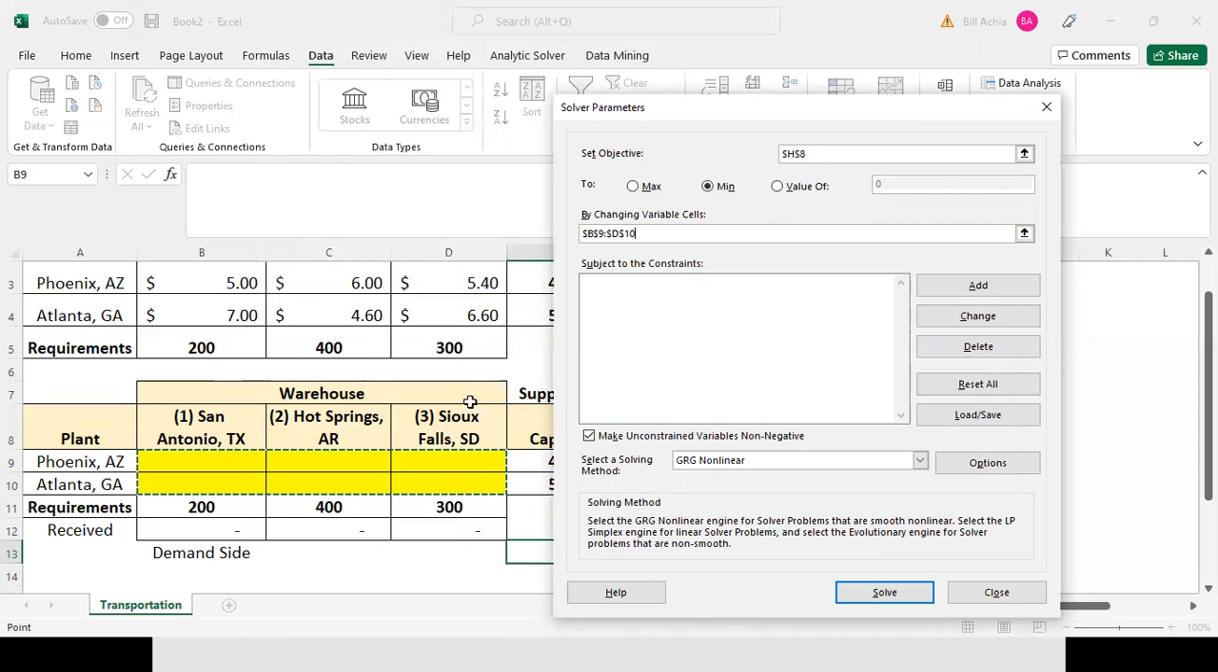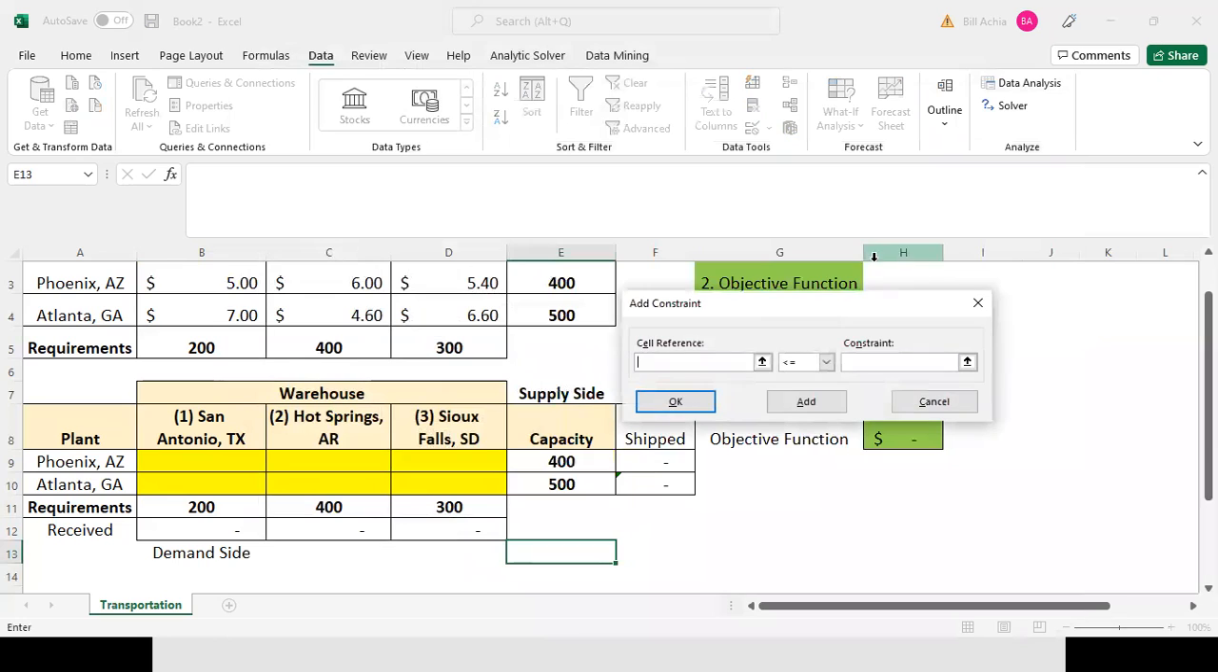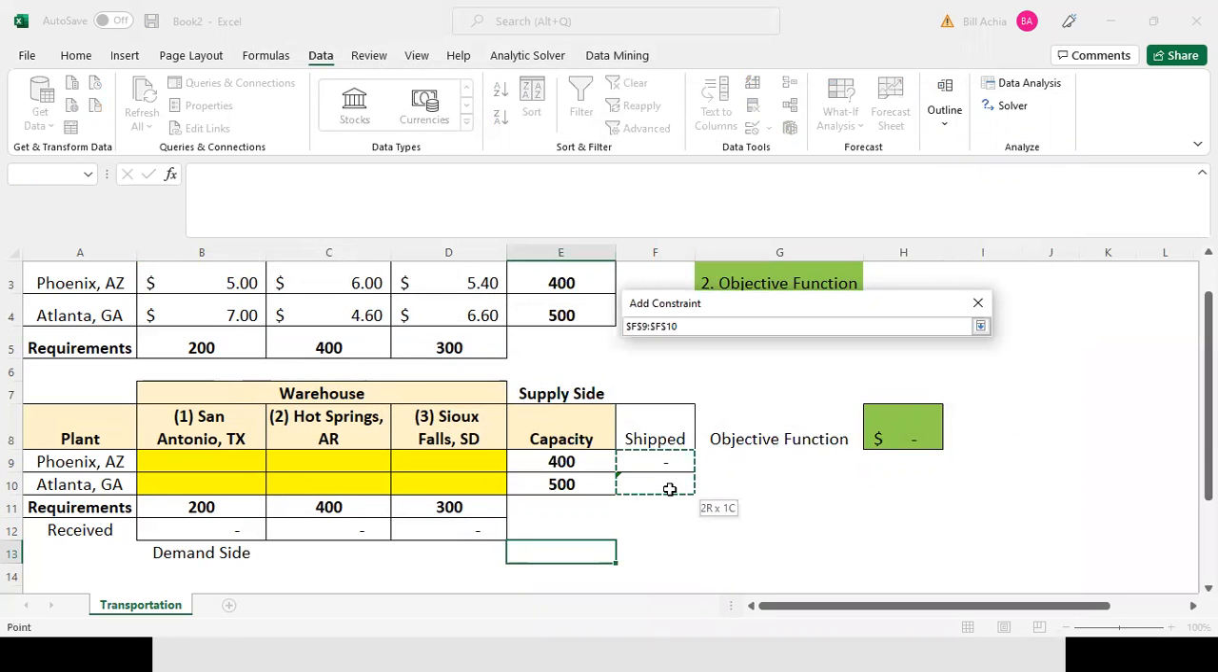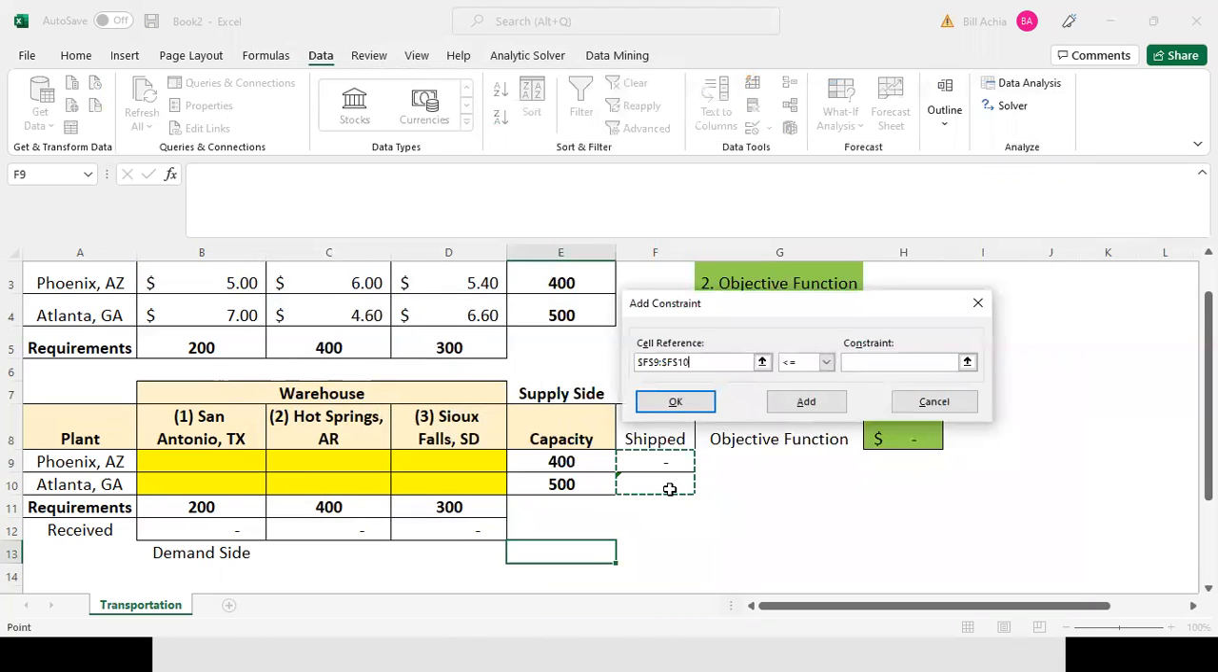Now, the last part was what are our constraints? Our first constraint is that the total amount shipped, these two values here, I highlight both cells, should equal the total capacity in Phoenix as well as Atlanta.